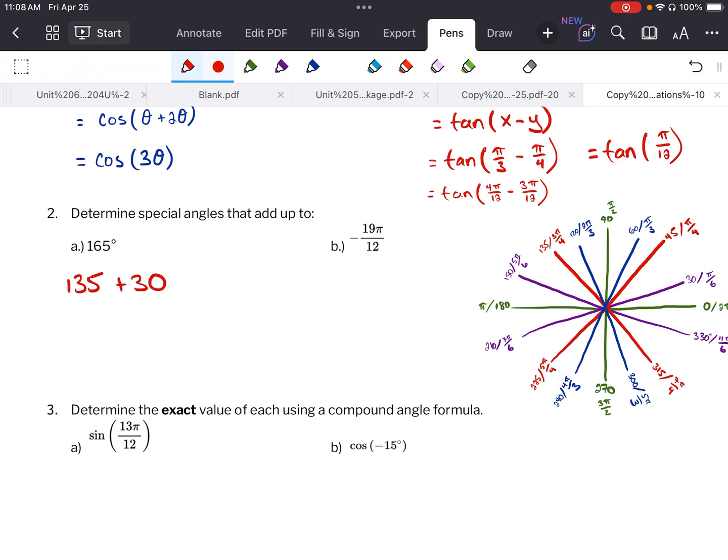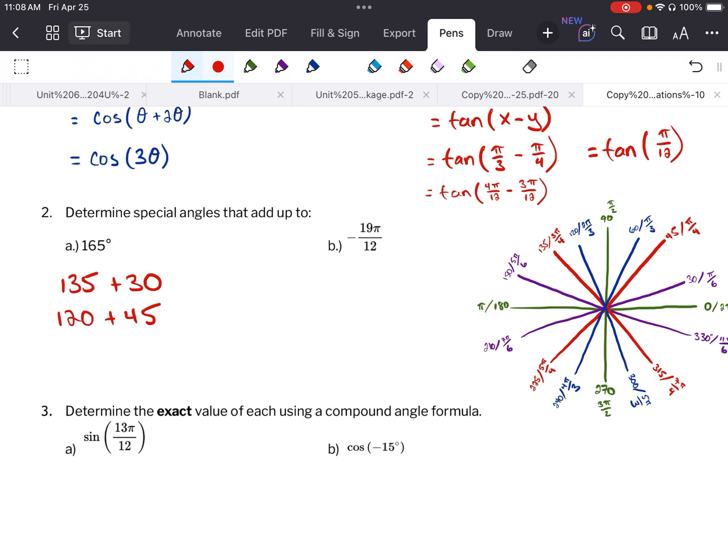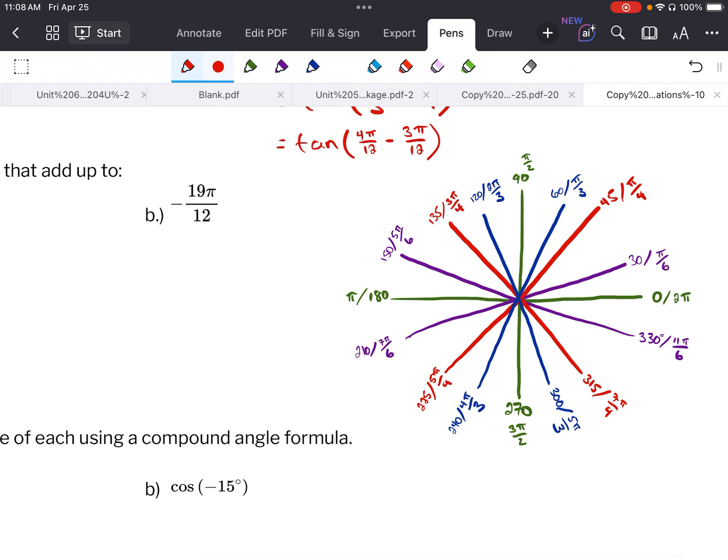Or we could use 120 and 45. Okay, those should be the only ones that add up to 165. So when we're plugging these into our formulas, we could use either of these as the x and the y. Okay, negative 19 over 12.